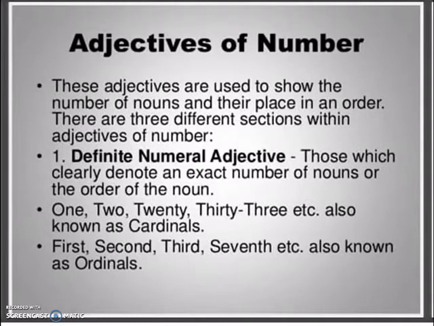There are 3 different sections within adjectives of number. Definite numeral adjective. Those which clearly denote an exact number of nouns or the order of the noun. 1, 2, 20, also known as cardinals. First, second, third, also known as ordinals. For example, there are 3 dogs at the park. 3 is the adjective of number.